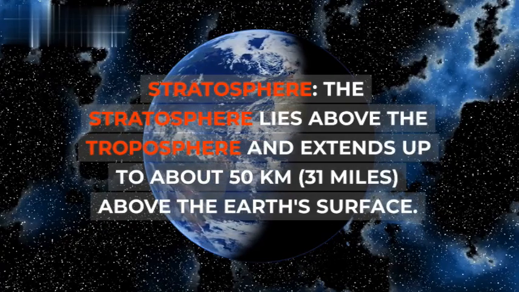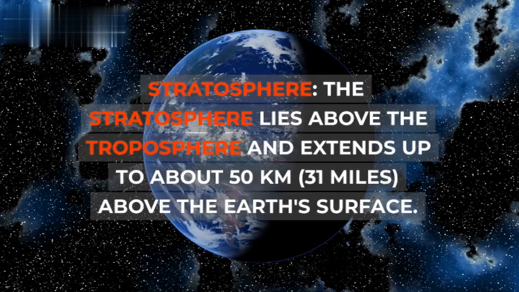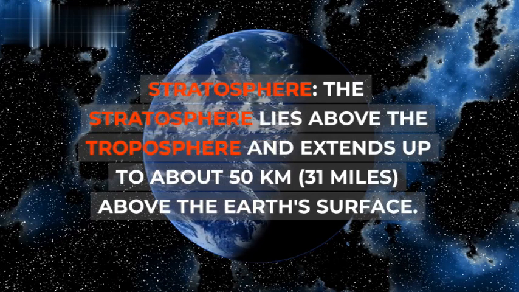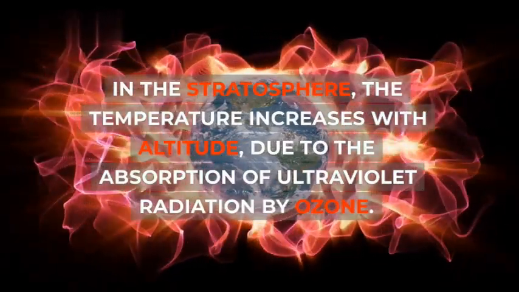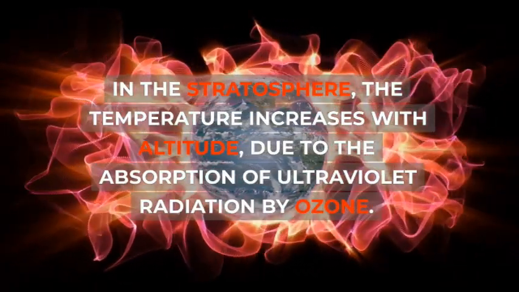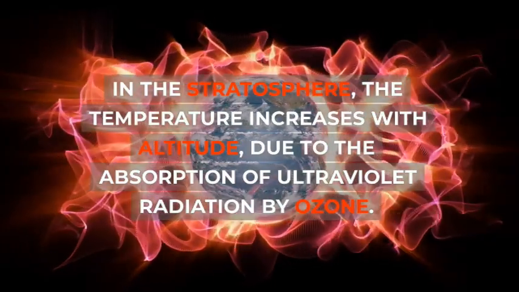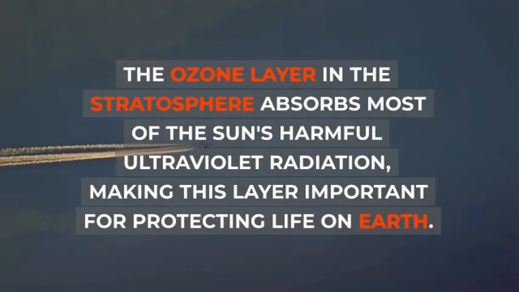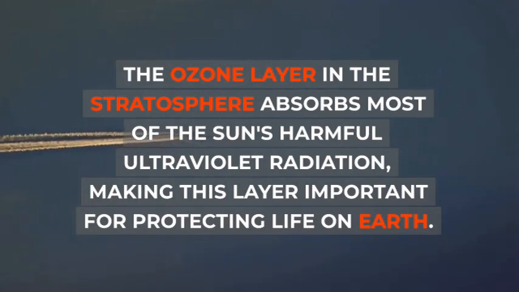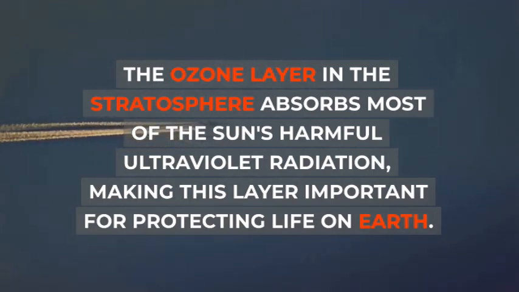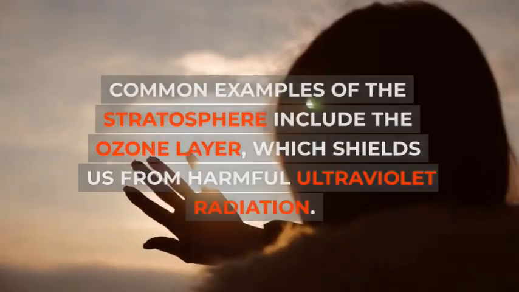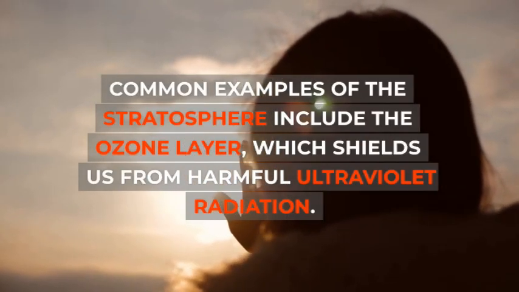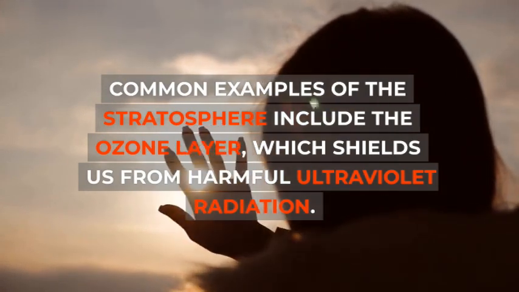Stratosphere. The stratosphere lies above the troposphere and extends up to about 50 kilometers, 31 miles, above the Earth's surface. In the stratosphere, the temperature increases with altitude, due to the absorption of ultraviolet radiation by ozone. The ozone layer in the stratosphere absorbs most of the sun's harmful ultraviolet radiation, making this layer important for protecting life on Earth. Common examples of the stratosphere include the ozone layer, which shields us from harmful ultraviolet radiation.